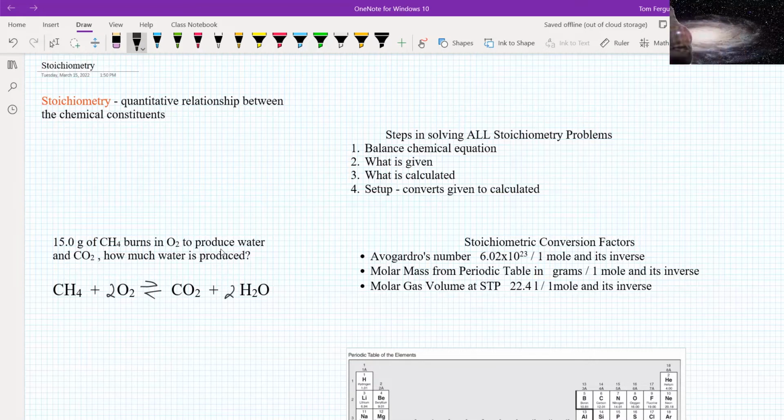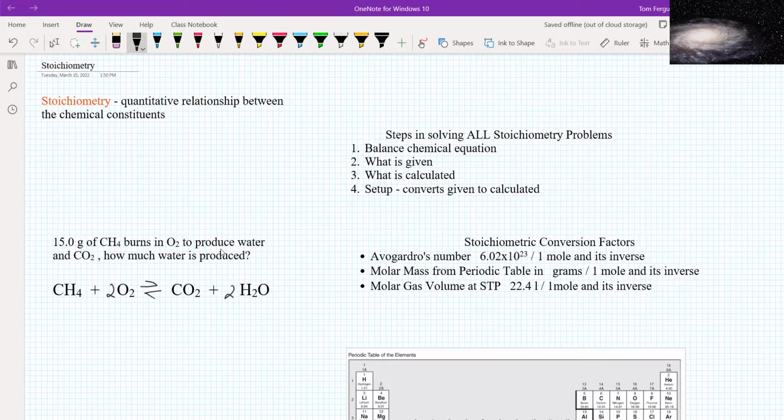Step two is what is given. Now, this is just like our dimensional analysis we did for unit 1. What's given, what are we trying to calculate? Then there's the setup. So this is exactly the same thing, only it's not a 1-step or 2-step. It's going to be every single time 3 steps, or possibly 4. But now if we have 2 givens, that makes it a lot more complicated. But the ones we're doing tonight, we're going to have 3 steps.